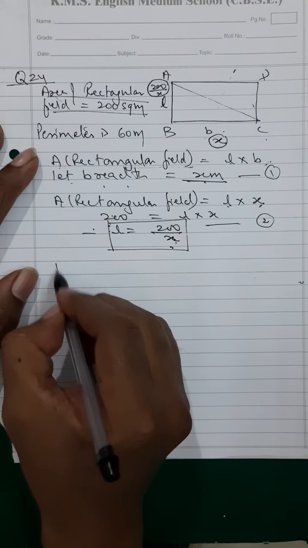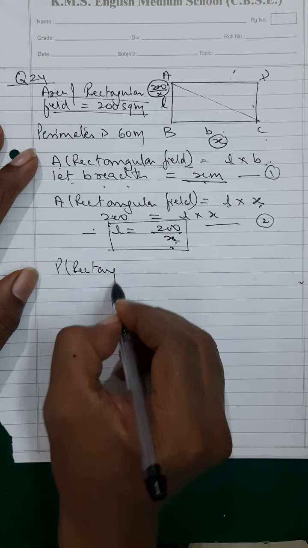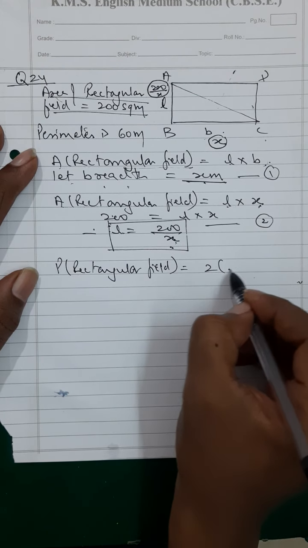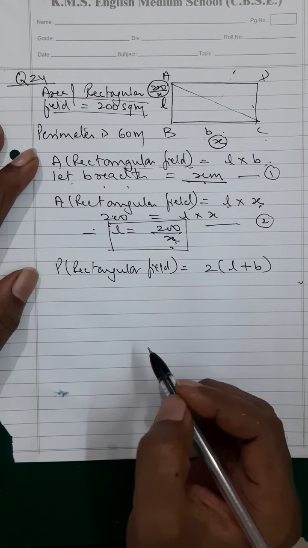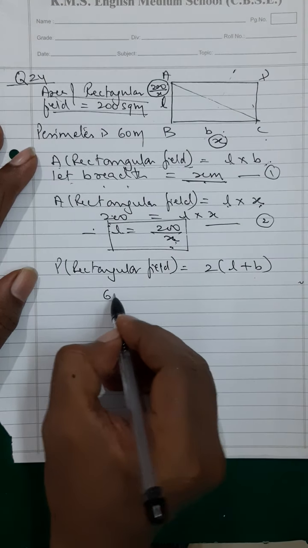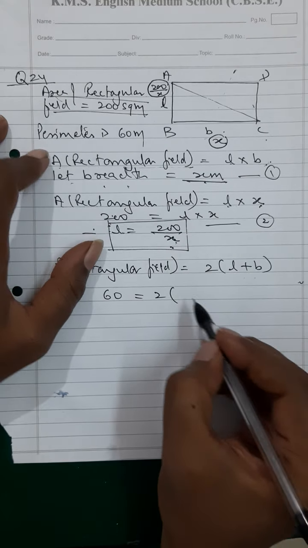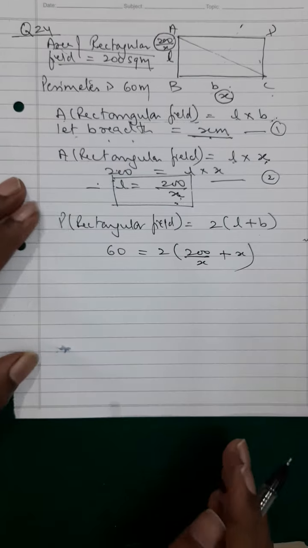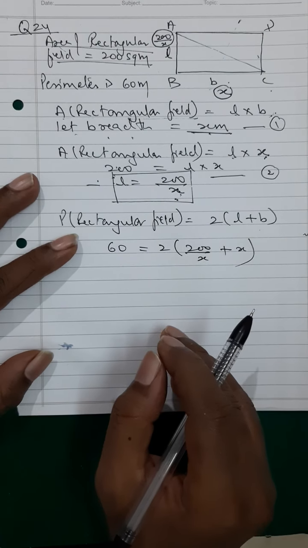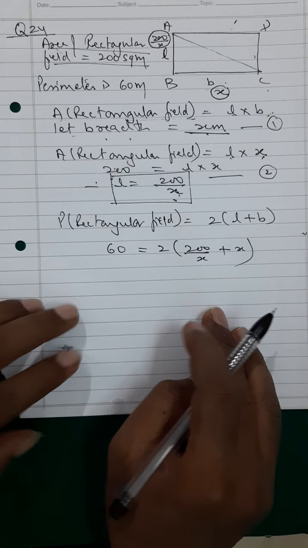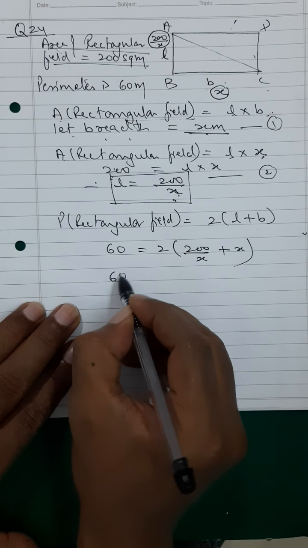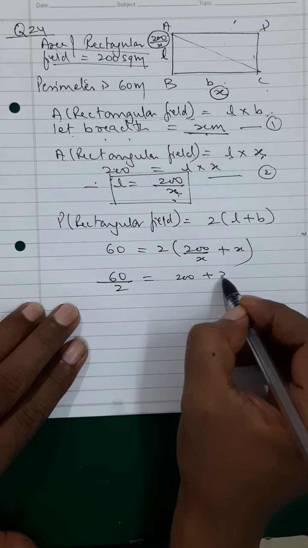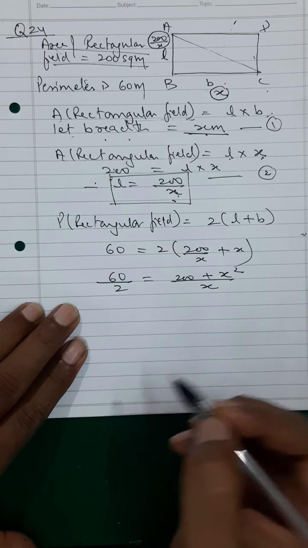So, now perimeter of a rectangular field is equal to 2 into length plus breadth, and the perimeter they have given is equal to 60, equal to 2 into, now length is what? 200 upon x, and breadth is what? x. Solve this, you will get x. But definitely you have to be strong with quadratic equations, which we have not yet finished. So these two will come and divide over here. 60 upon 2 is equal to 200 plus x square upon x.